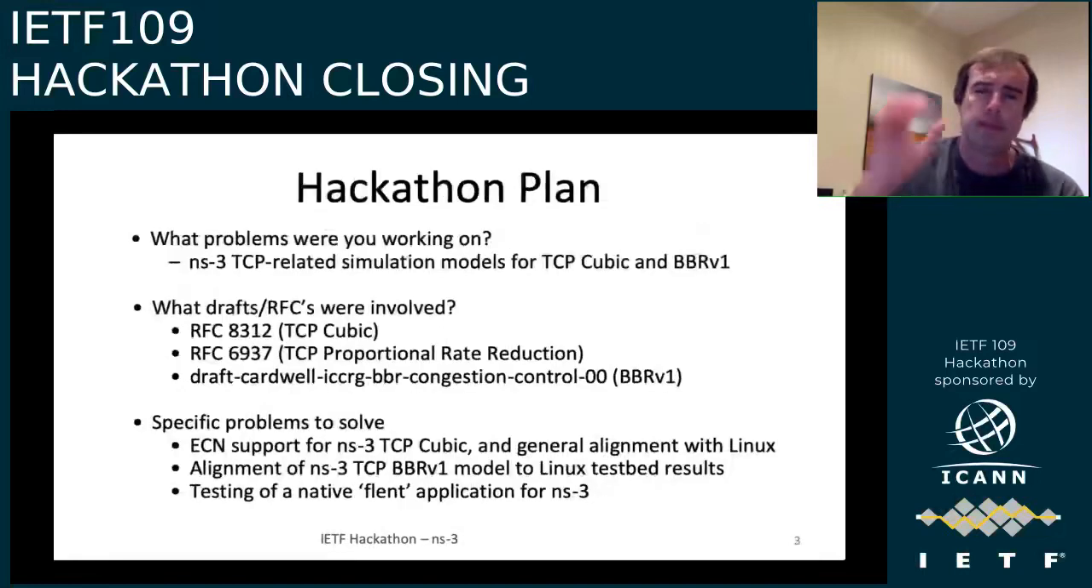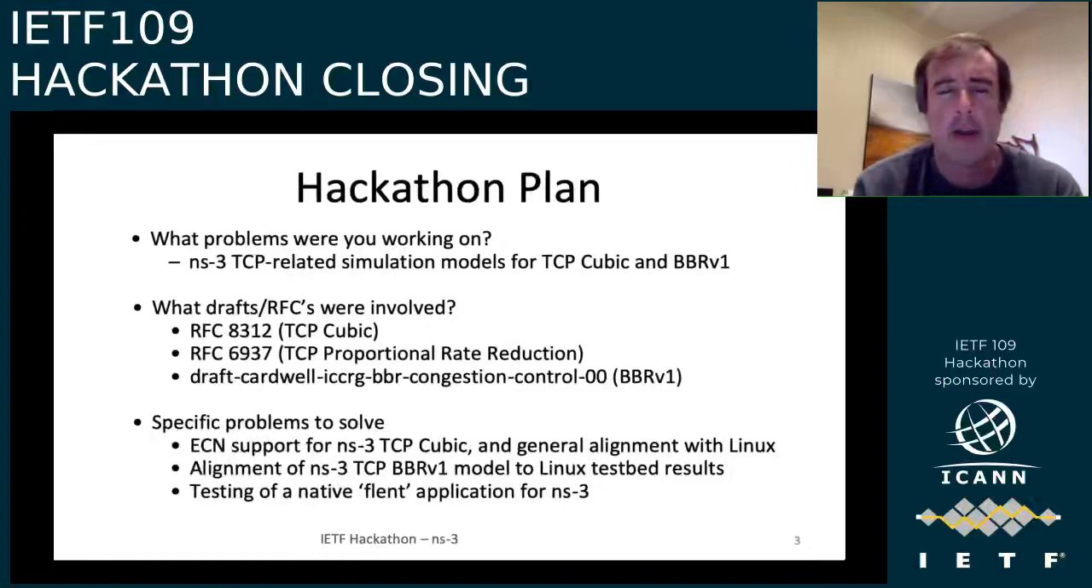In general, what we were focusing on in this hackathon was alignment of some of our NS3 models with Linux implementations and running the code either on testbeds or in software frameworks used to exercise the Linux code. This slide notes a few of the RFCs that were involved in these models. The specific things that our team sought to work on this week was that we were missing support for ECN marking in our CUBIC model and overall alignment with how the Linux implementation performs in that regard.